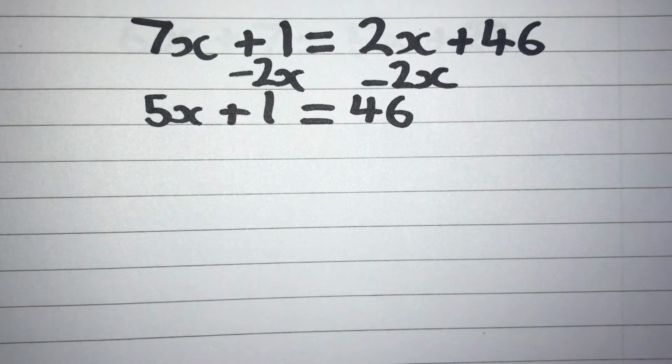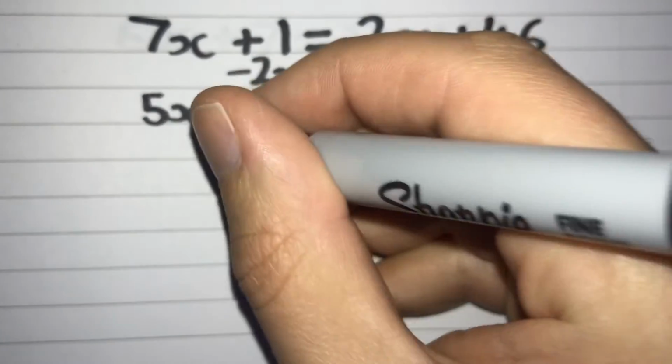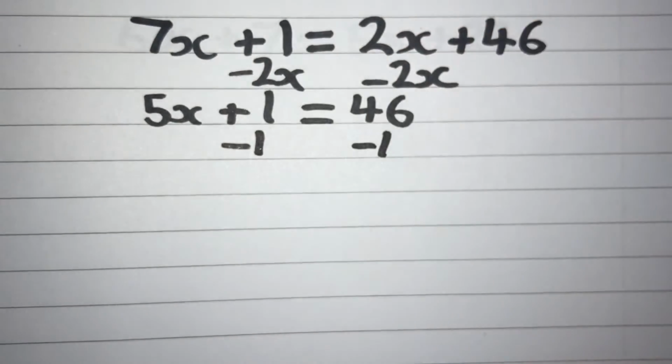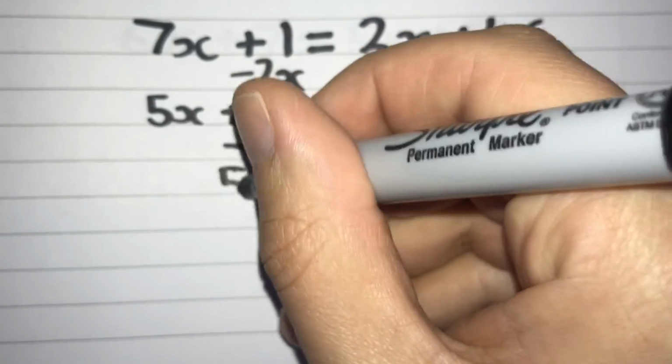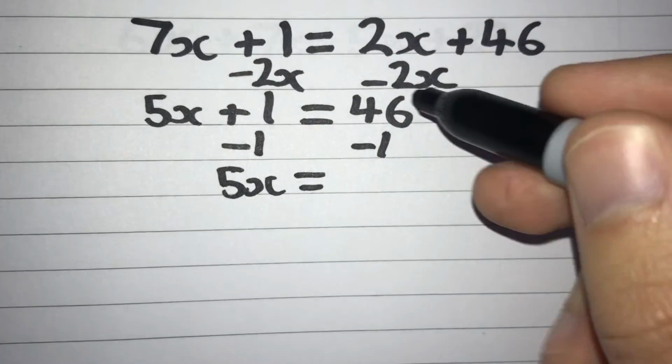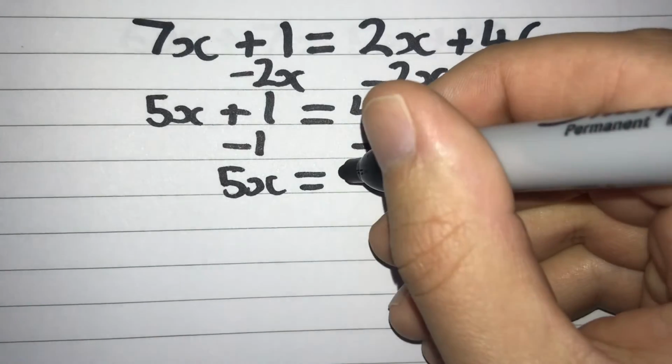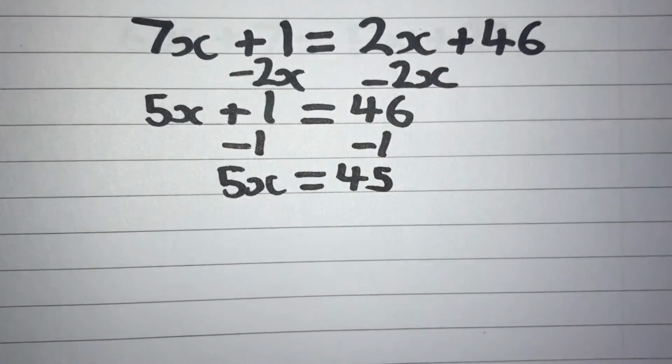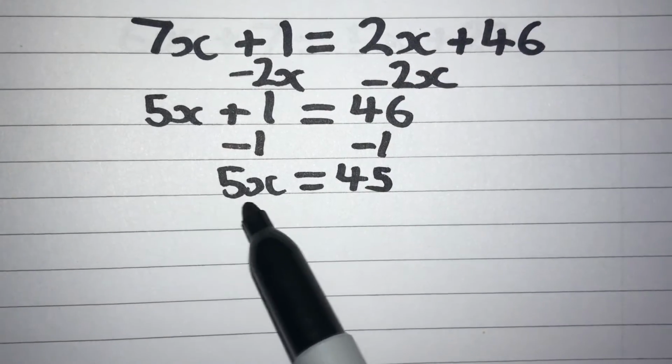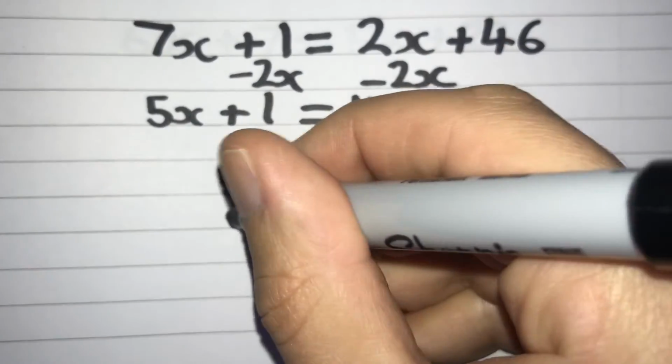Now to solve that equation, we again need to work backwards, and we start off by subtracting this 1 from both sides. So on the left-hand side, we're just left with our 5x. And on the right, 46, take away 1, gives us 45. Now to get just x on its own, we need to divide by this 5. And again, do that on both sides.